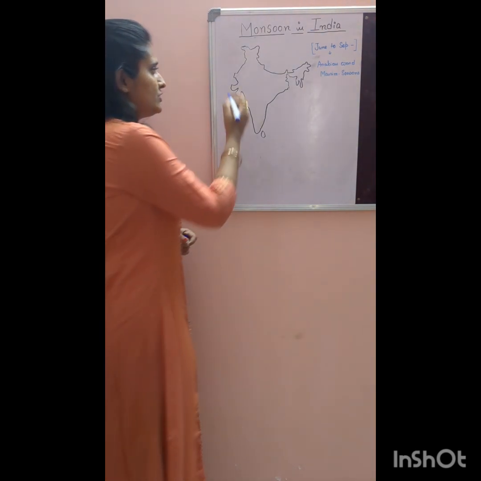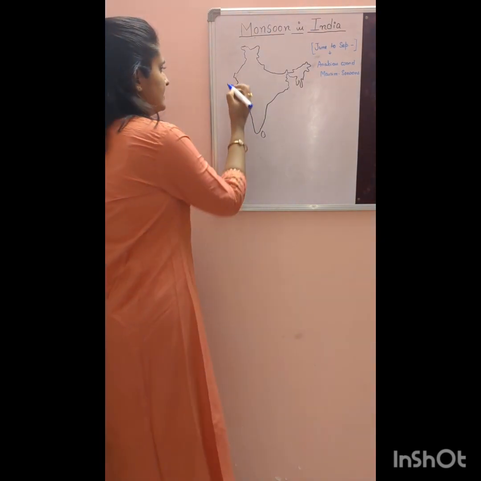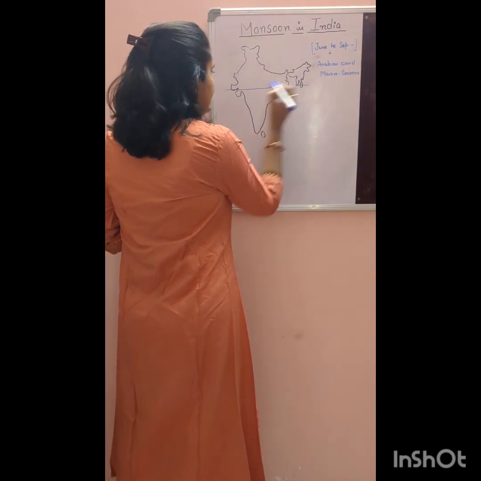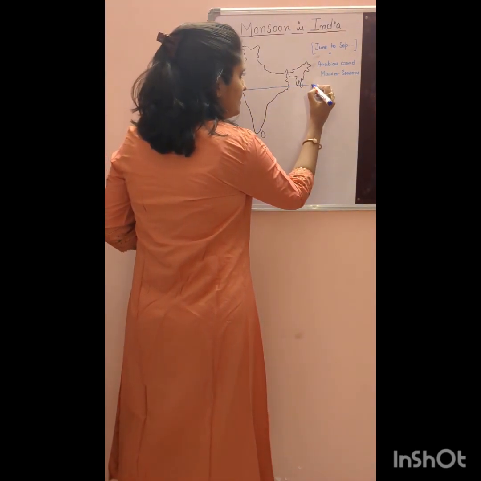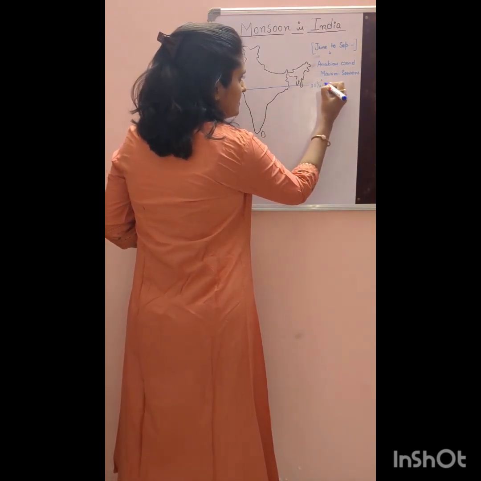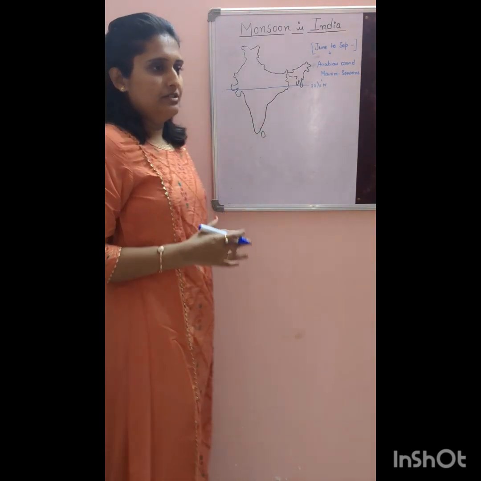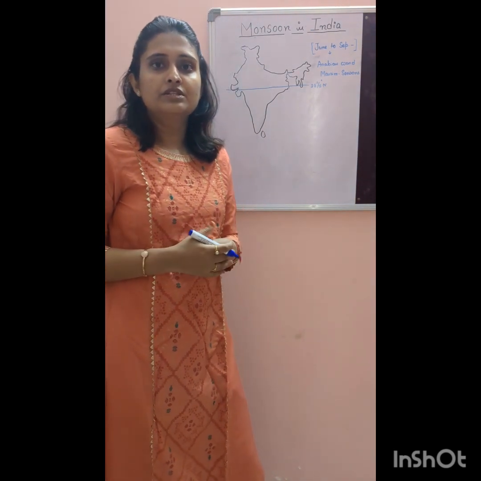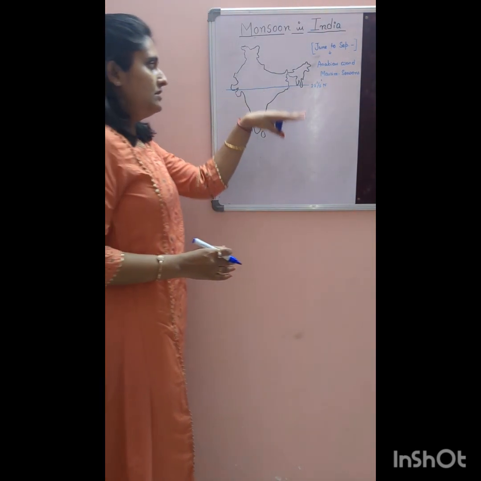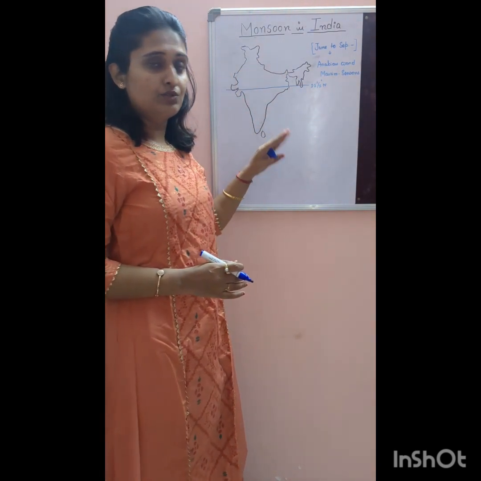We all know that the Tropic of Cancer passes through the middle part of India, from the western part to the eastern part, that is from Gujarat to Mizoram. So this is the Tropic of Cancer, 23.5 degrees north. The Tropic of Cancer plays a crucial role in the formation of different types of climate in India. It actually divides the whole of India into two different climatic zones.